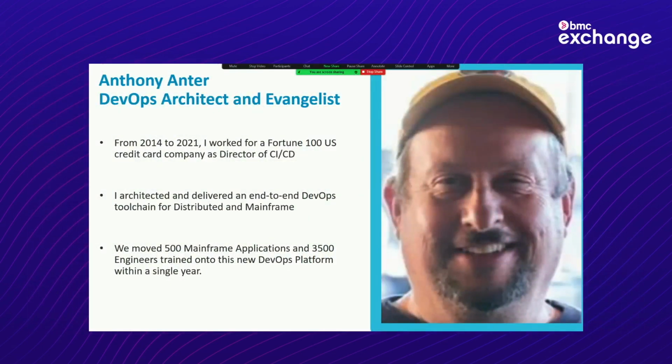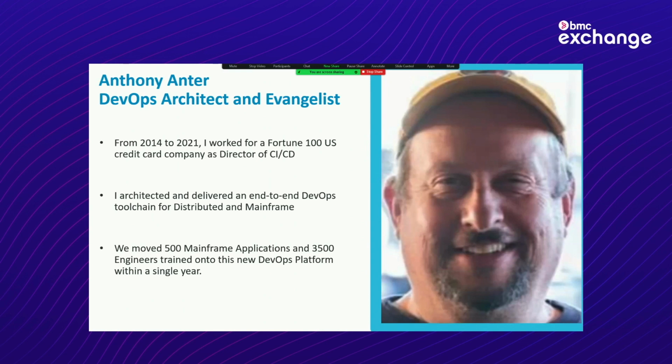So my name's Anthony Ancher, or Tony to my friends, and I feel like everybody attending Exchange is my friend. So please call me Tony. That said, I am a DevOps architect and evangelist here at BMC. And like Mark said, I've been here just over a year. And I came in from a Fortune 100 credit card company here in the United States.